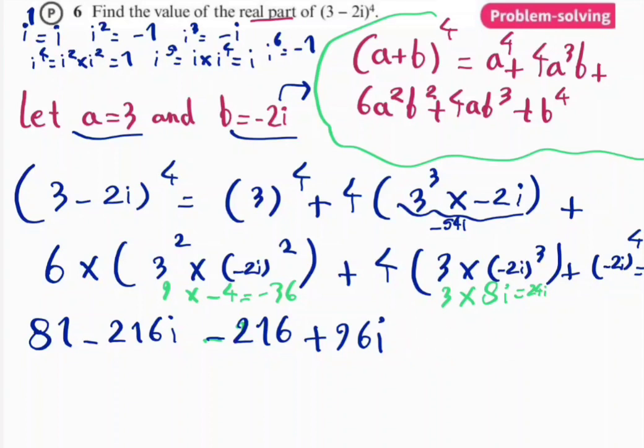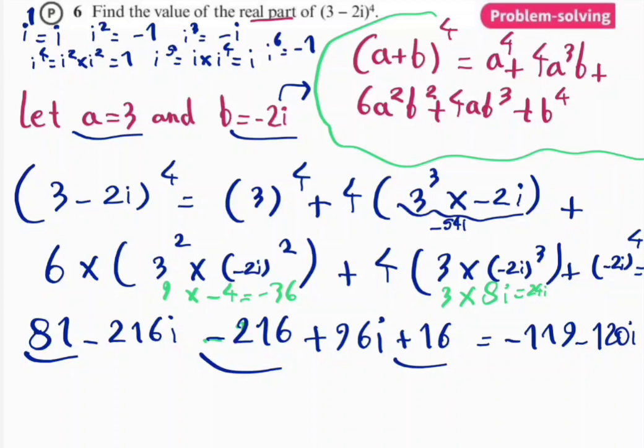And as a result of that, we get 16, because i to the power of 4 is just 1, and minus 2 to the power of 4 is 16. So the real parts are 81 minus 216 and 16, and if we add them all, we get minus 119. And for the imaginary parts, which are minus 216i and positive 96i, we get minus 120i. And this is the answer, because this is the real part.